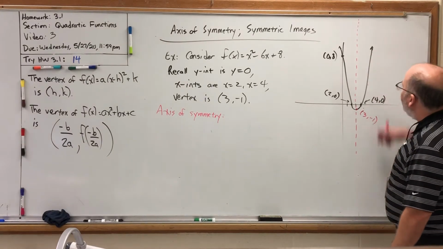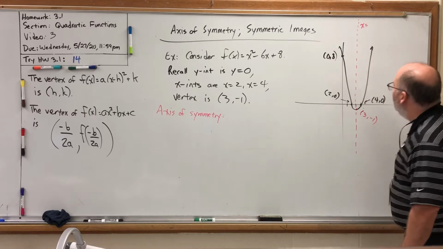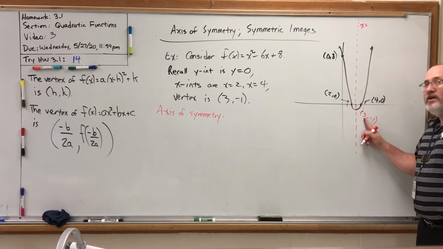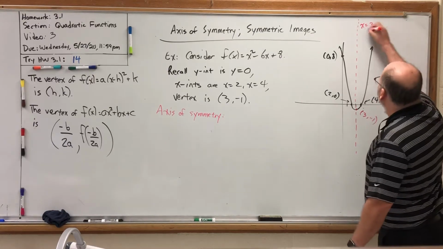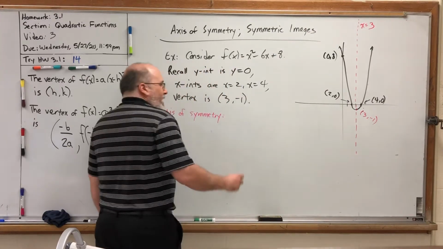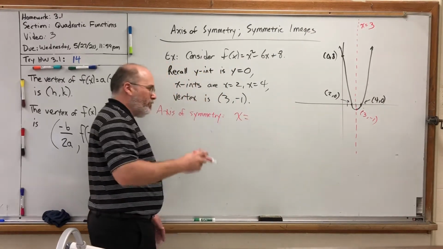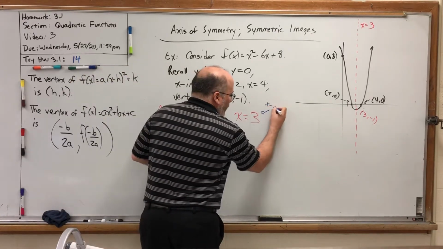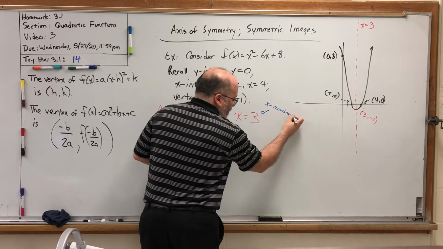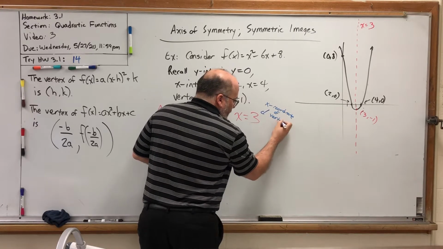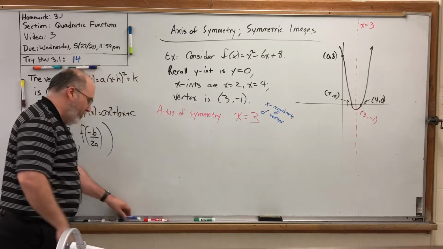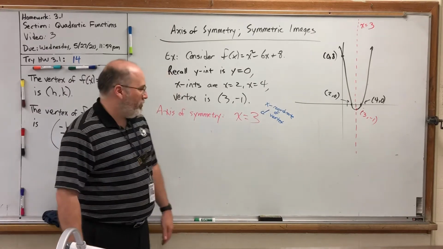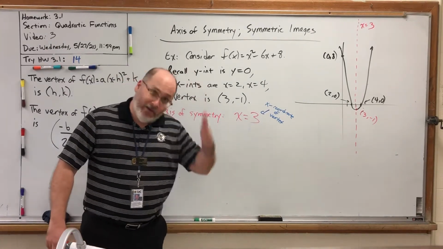But being a vertical line, the equation of this is x equals. X equals what? Well, it goes right through the vertex, and on the vertex, x equals 3. So when you're asked for the equation of the axis of symmetry, it's always going to be x equals a number, and that number is always going to be the x-coordinate of the vertex. So it's not something you have to calculate extra, it's just an observation that you make. Oh, your vertex is (3, -1), so your axis of symmetry must be the line x equals 3.